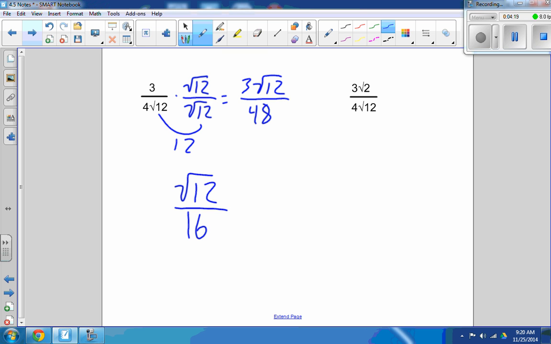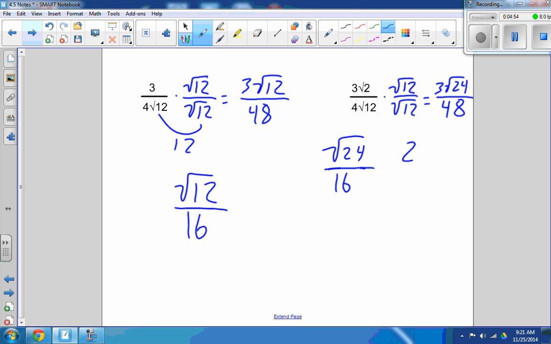Same problem, just I added that square root of 2 on the top. So I'll start the same way and multiply by the radical on the denominator. So I get 3 square root of 24 over 48. So I know that gives me square root of 24 over 48, but I'm not done because I can simplify that square root of 24. Oh, I'm sorry, that should be a 16 there. Square root of 24, I know, simplifies to 2 square root of 6 over 16, and I get square root of 6 over 8.